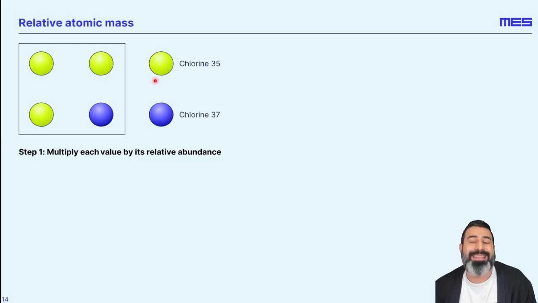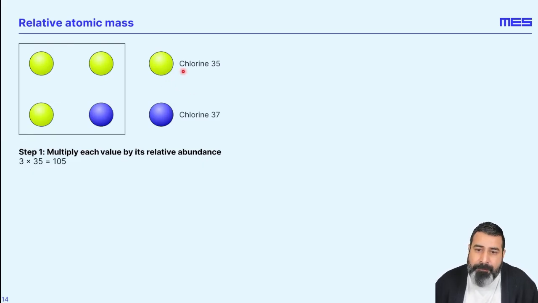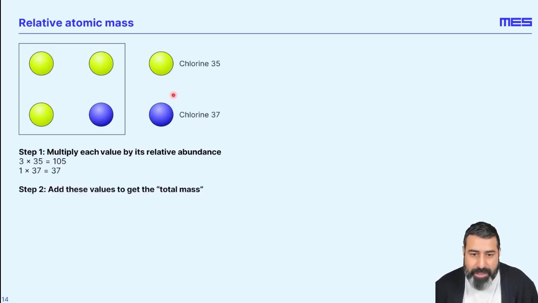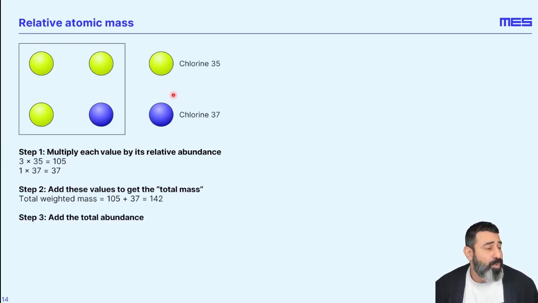Now, if I want to work out the relative atomic mass, which is the weighted mass of all the isotopes averaged up, then we multiply each value by its relative abundance. So I've got 3 chlorine-35 isotopes, multiply them together. I've got 1 chlorine-37 isotope, multiply them together. We're going to add these values to get the total mass. So the total weighted mass is 105 plus 37, which is 142. And then we're going to add the total abundance, so 3 plus 1 equals 4.